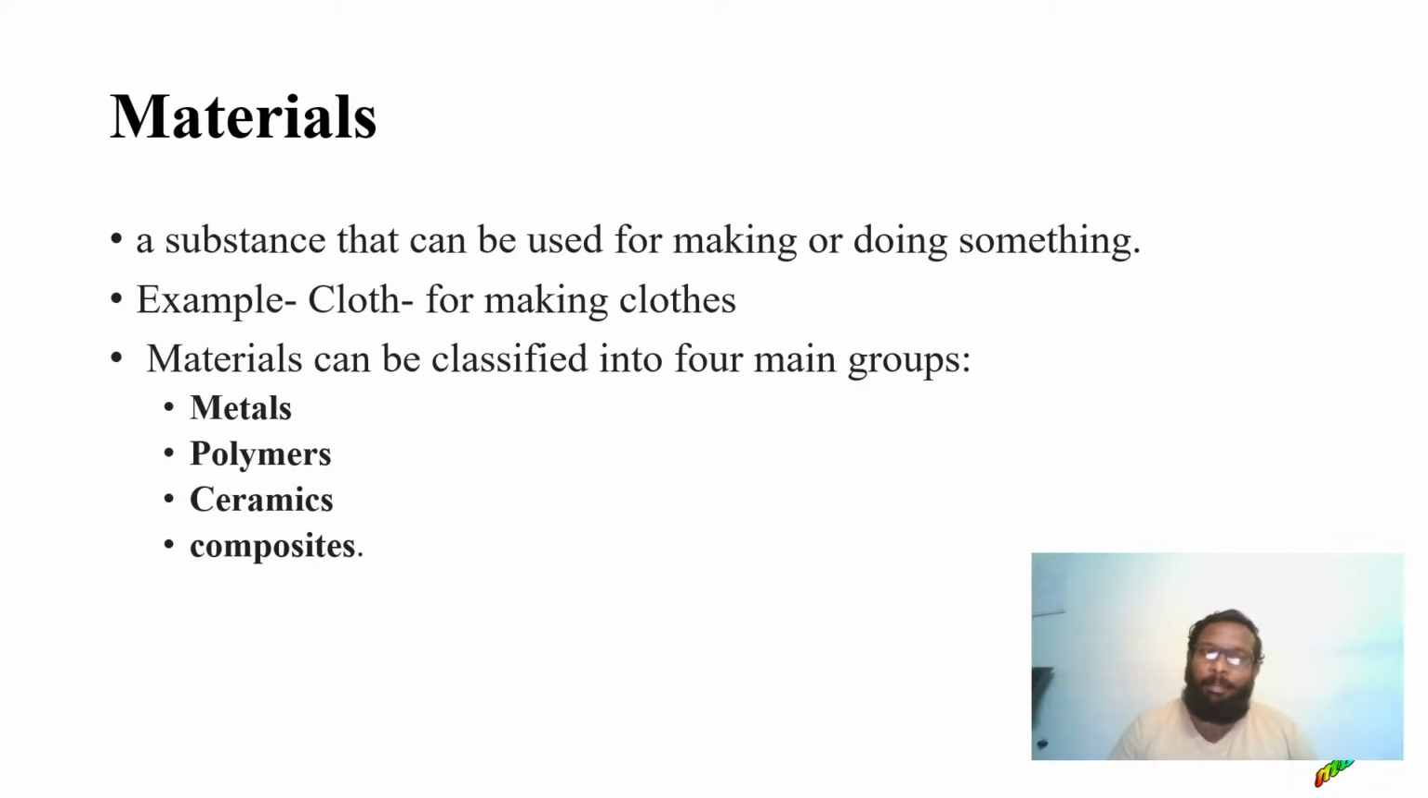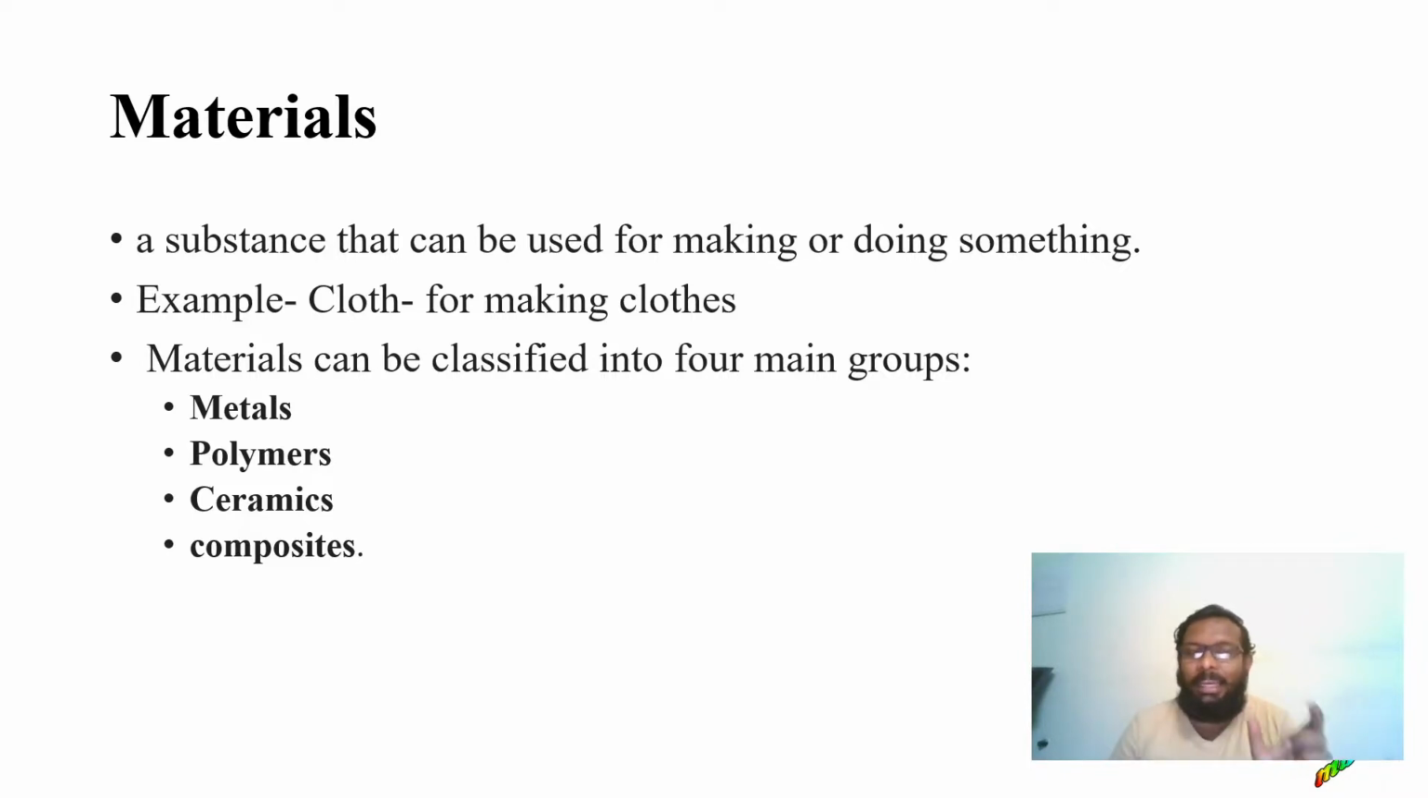Say for example, by using the cloth we can make a shirt. Like that we can use it for a useful purpose. So such things are called a material. So basically, these materials are classified into four categories. They are metals, polymers, ceramics, and composites. So in this video, we are going to discuss only the metals.